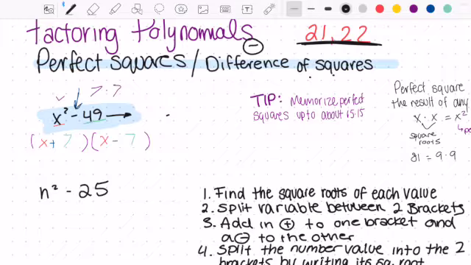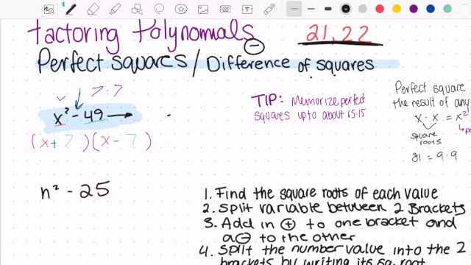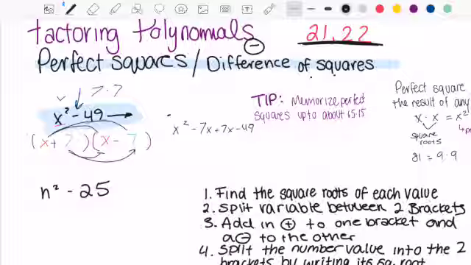Now, let me FOIL this out so that I can show you that this is actually working here. So x times x is x squared. X times negative 7 is negative 7x. Then I've got plus 7x. And then I have minus 49.